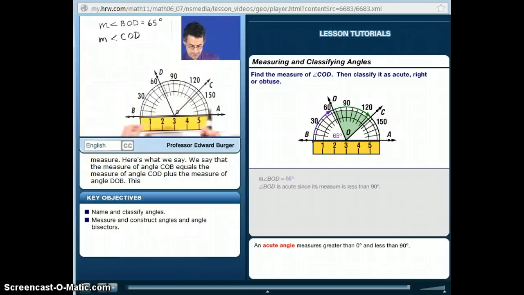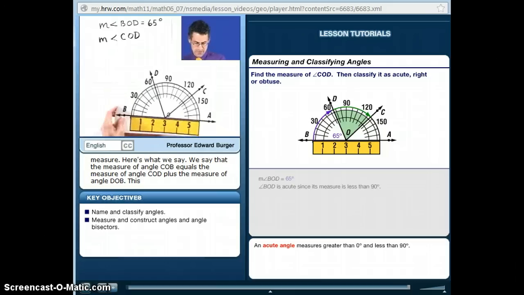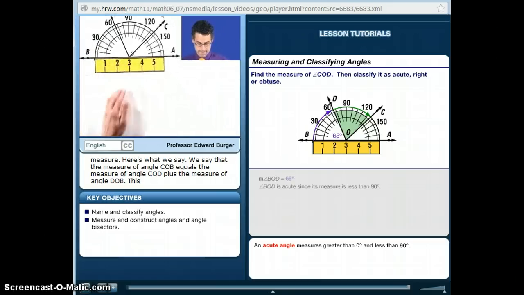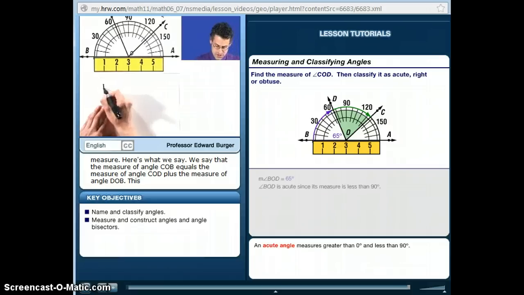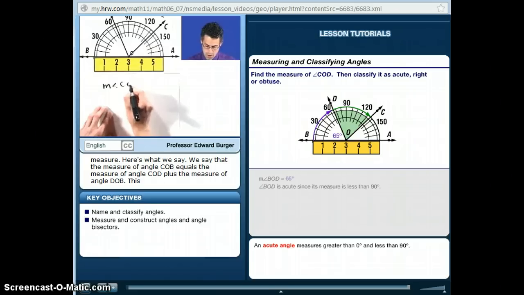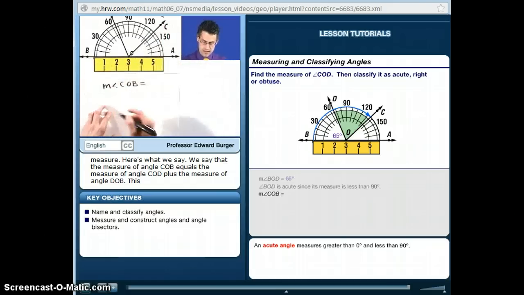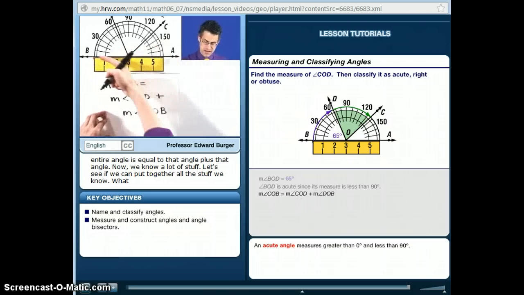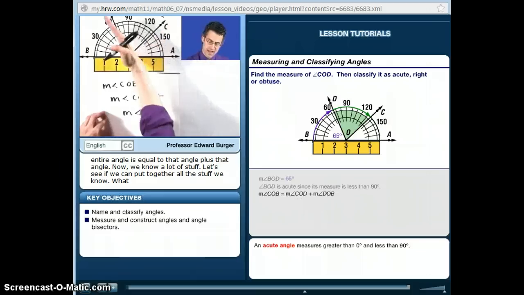So here's what we say. We say that, and I'm going to write this over here, the measure of angle COB equals the measure of angle COD plus the measure of angle DOB. This entire angle is equal to that angle plus that angle.